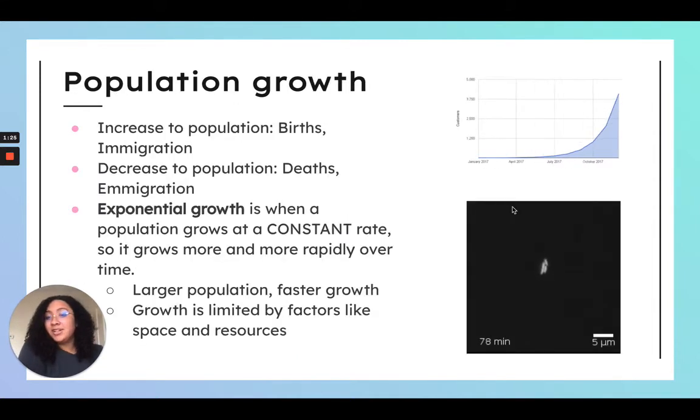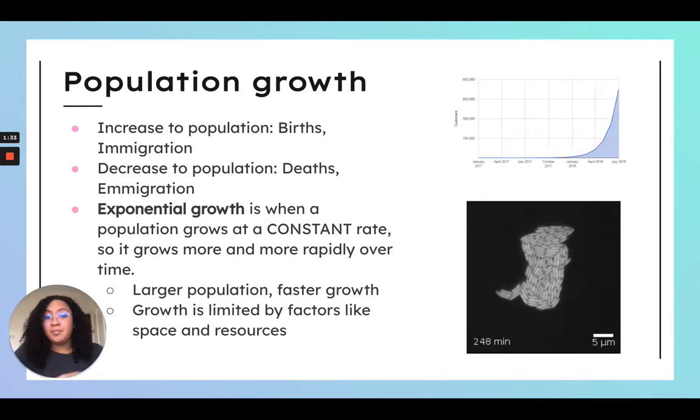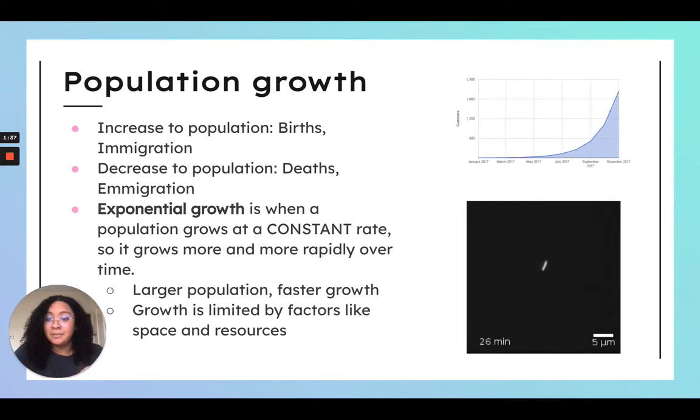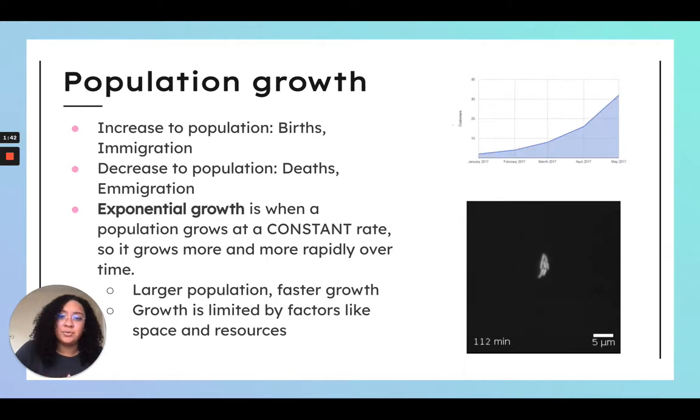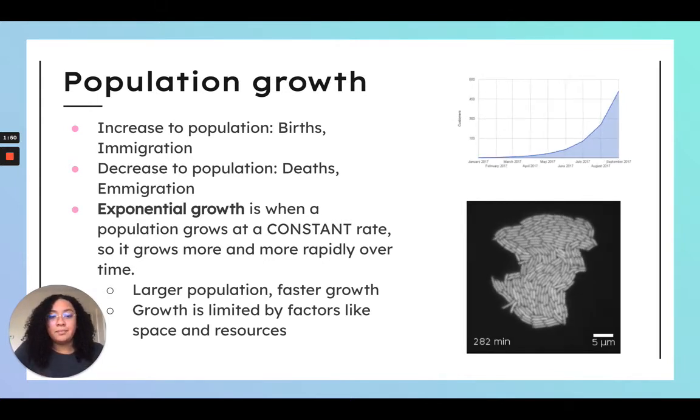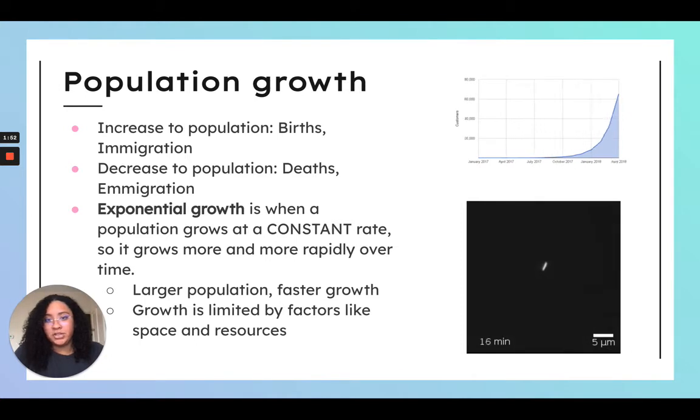Okay, so we've already talked about population growth a while ago. An increase to population can be from the amount of births being more frequent than the amount of deaths. And it could also be from immigration, so moving into a population. And then a decrease in population can be from deaths or emigration, which is a movement out of a population.